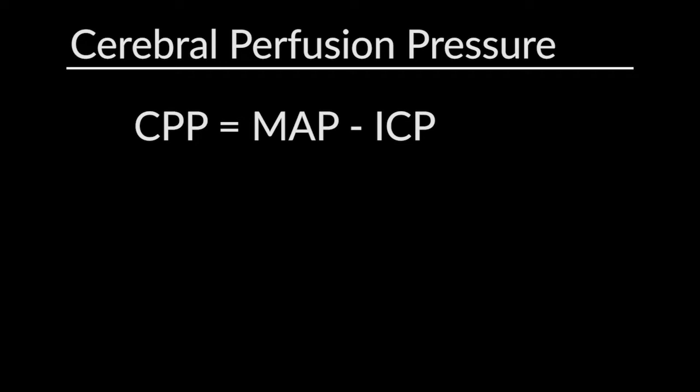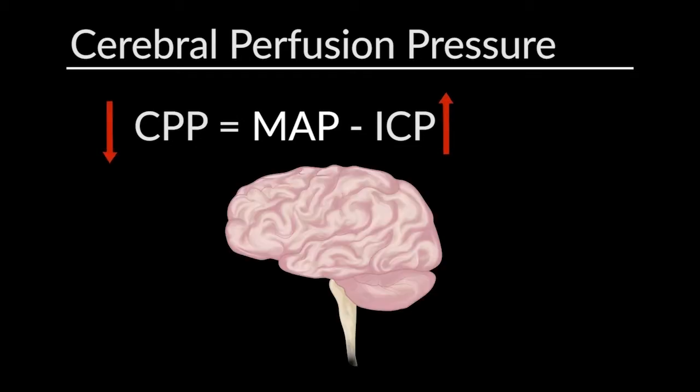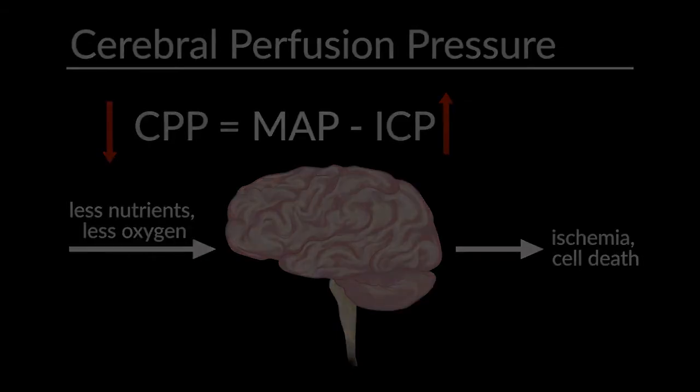So for any constant mean arterial pressure, you can see that as the intracranial pressure starts to rise, your cerebral perfusion pressure starts to drop, which means that the brain will start to see less nutrients, less oxygen, which can have deleterious effects on the brain in terms of ischemia and cell death.